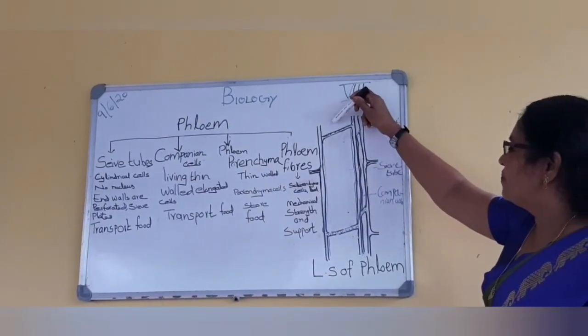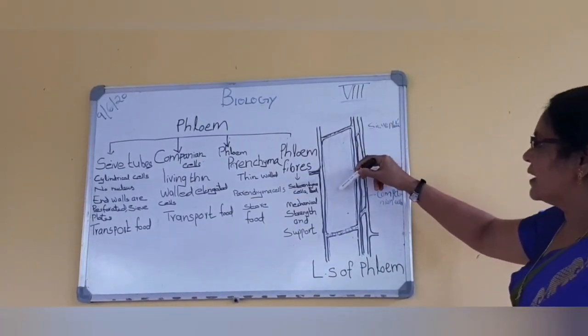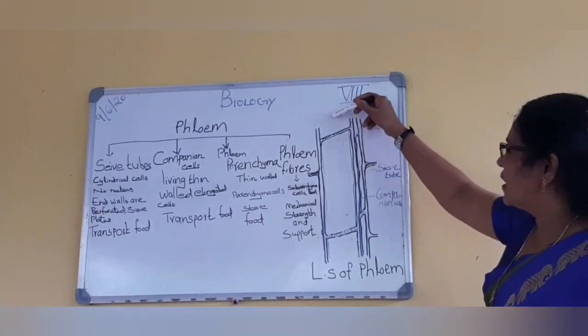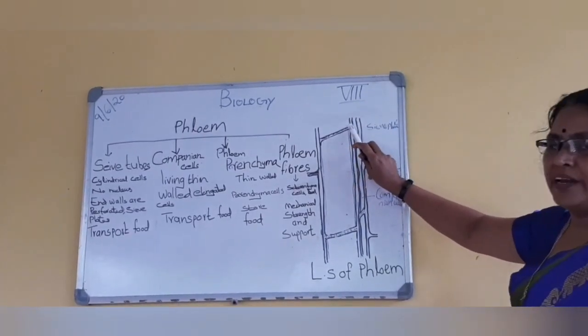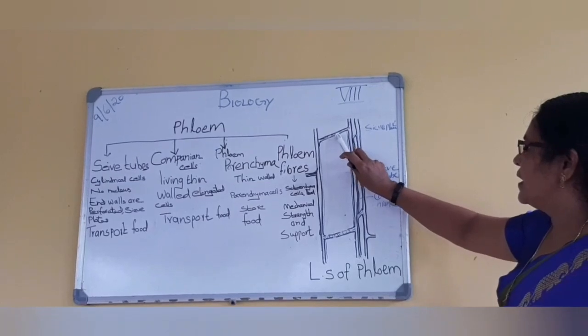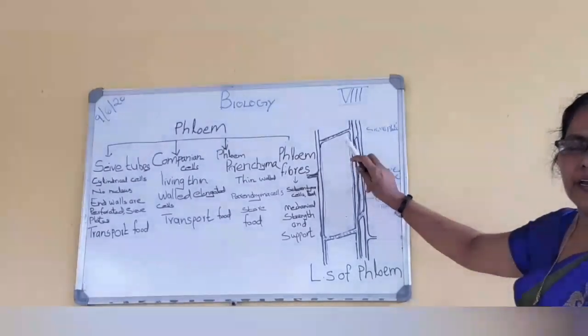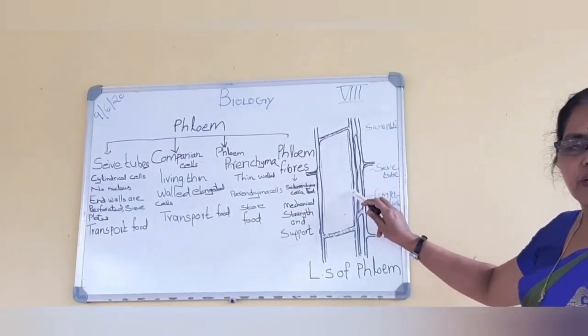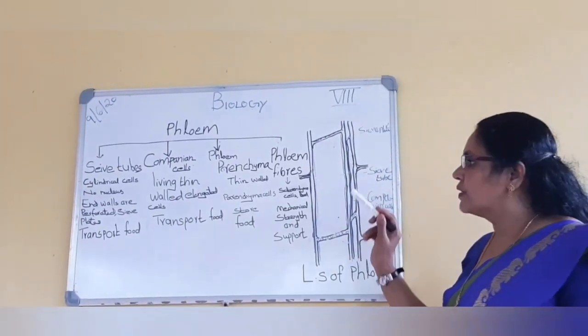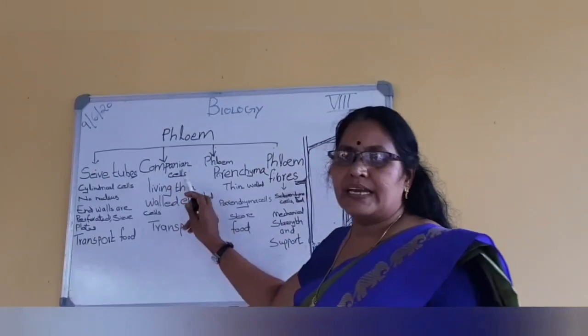Here is a sieve tube. Here is another sieve tube. These two are connected by a sieve plate. In the sieve plate you can see many small holes. So it is called perforated. Its main function is to transport food. The next one is the companion cells.